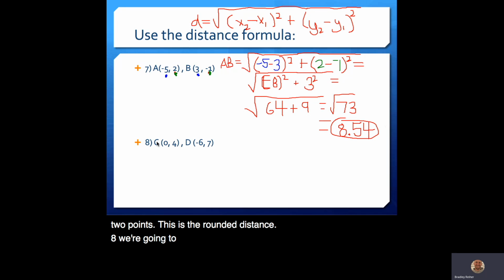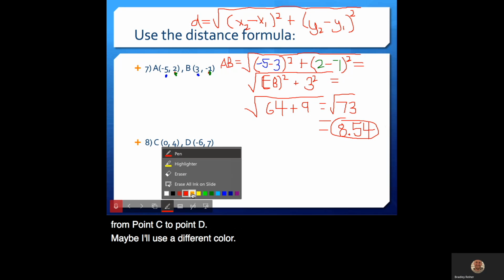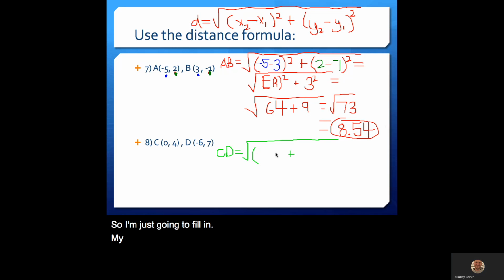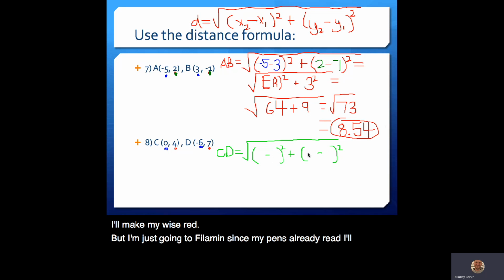Number 8, we're going to do the same thing. We're going to find the distance from point C to point D. Maybe I'll use a different color. Let's see what that green looks like. Okay, so I'm just going to fill in my formula. Change my color. I'll keep my X's as blue. I'll make my Y's red. Then I'm just going to fill them in. Since my pen's already red, I'll subtract my Y's. Your Y's go over here.